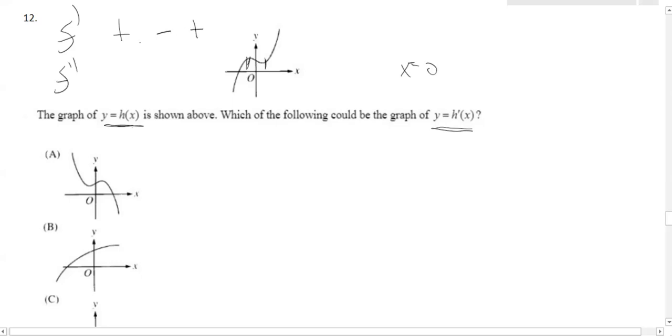In the second derivative, well, the graph looks like it's concave down, and then it switches to concave up. So I'm looking for a graph where the graph goes positive values, negative values, positive values. So A is not going to be it. B is not going to be it.